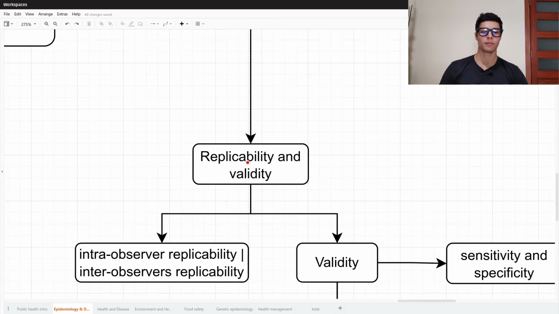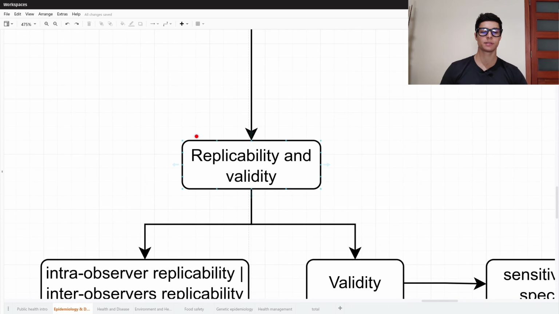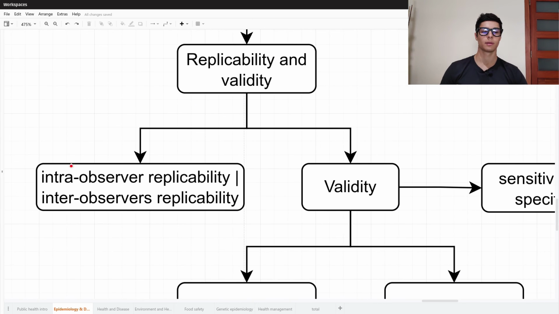Moving on, we have replicability and validity of a study. We have the intra-observer replicability and the inter-observer replicability. Intra-observer means that you can replicate what you have been doing by yourself. And inter-observer means that another person can replicate what I am doing.